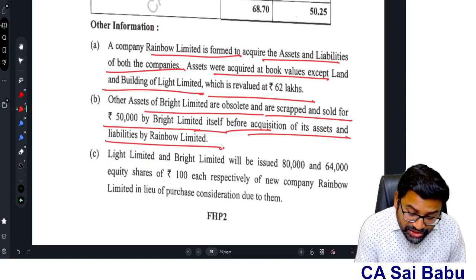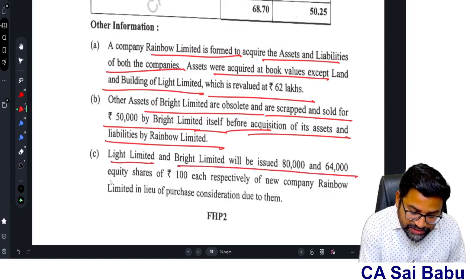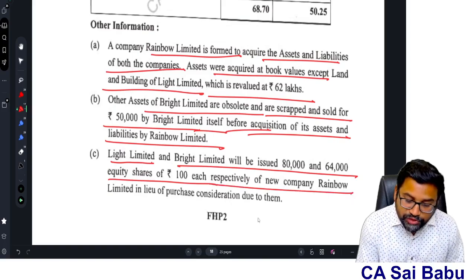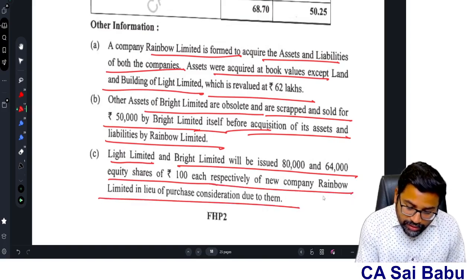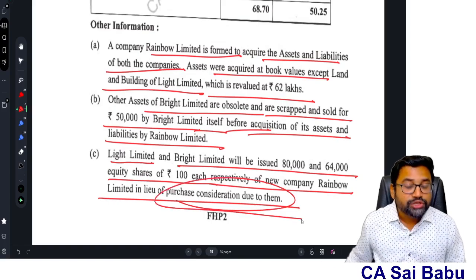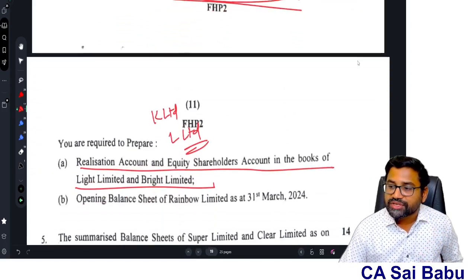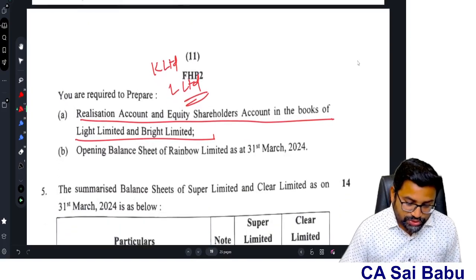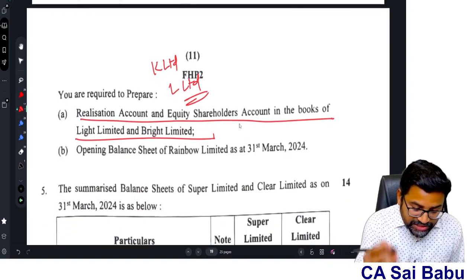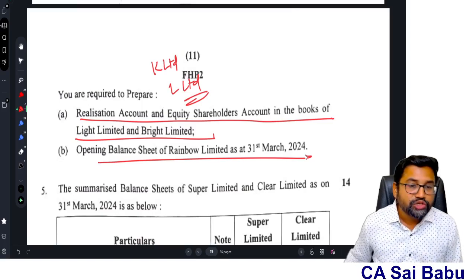Now, purchase consideration is also seen here. Light Limited and Bright Limited will receive 80,000 and 64,000 equity shares of 100 respectively of the new company, Rainbow Limited, in lieu of the purchase consideration due to them. So straight away the purchase consideration is also mentioned here. They are asking us for transfer books as well as the opening balance sheet of the new company.